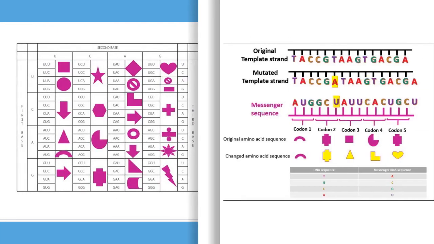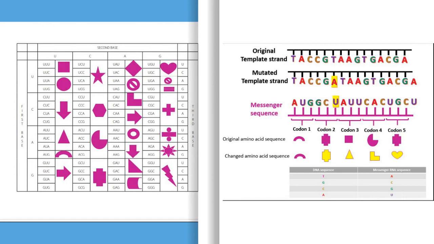protein function. Other types of mutations that can occur include the addition of an extra letter, which is known as an insertion, or the removal of a letter, which is known as a deletion. These insertions or deletions cause a shift in the sequence, which is called a frame shift.